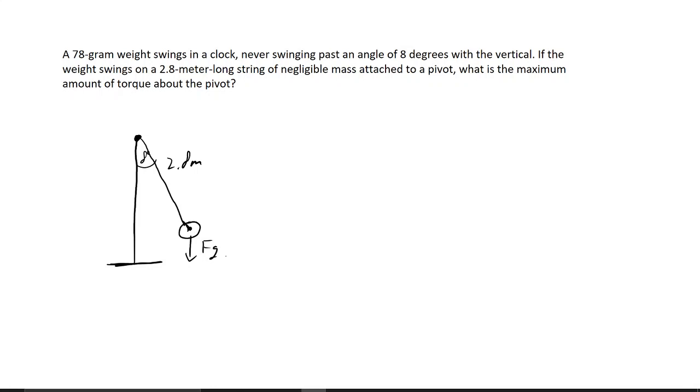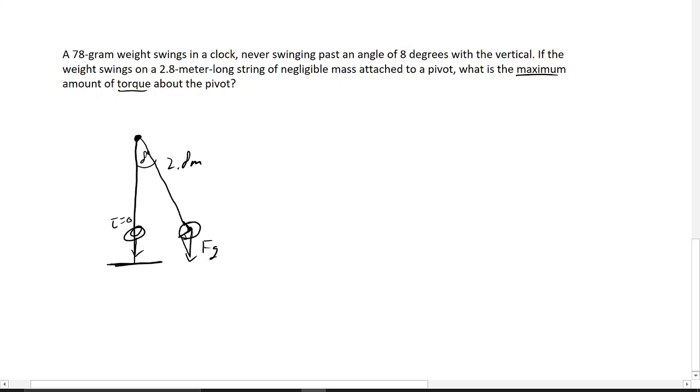So if we want to find the maximum torque, where is it? Well, if the weight is at its lowest point, then the force would be perpendicular to the radius, so tau here is equal to 0. That means the torque goes up as we increase the angle of the string. So at its highest angle, 8 degrees, that's when the torque would be at its max. So to find the torque, it has to be the perpendicular component of Fg here.